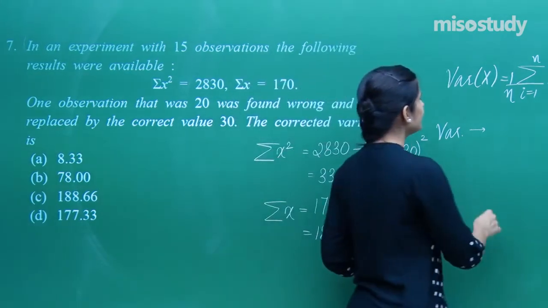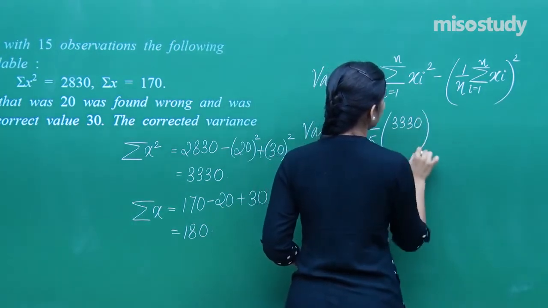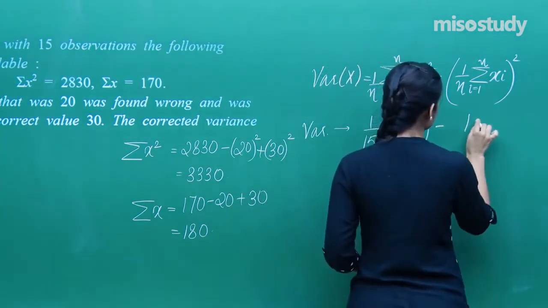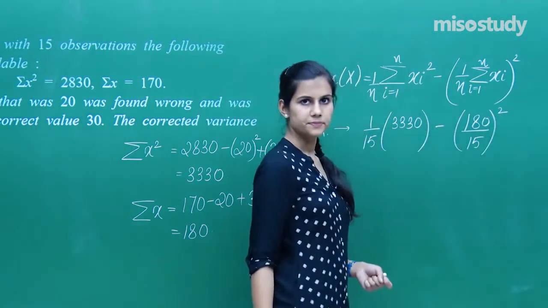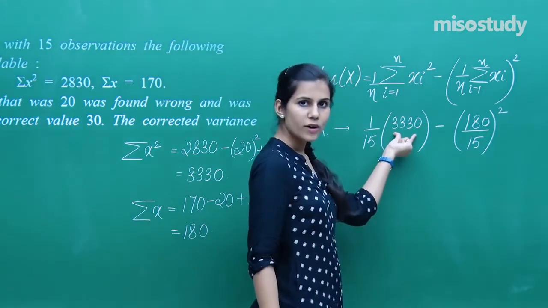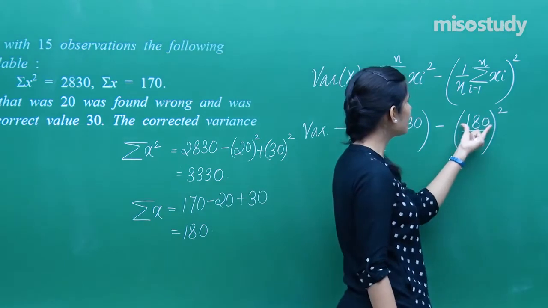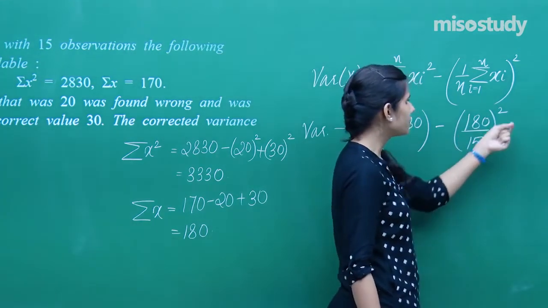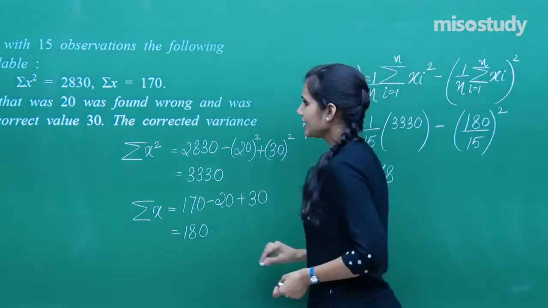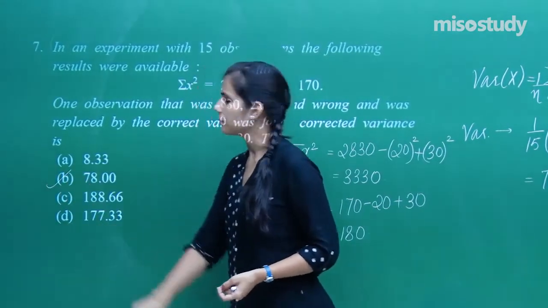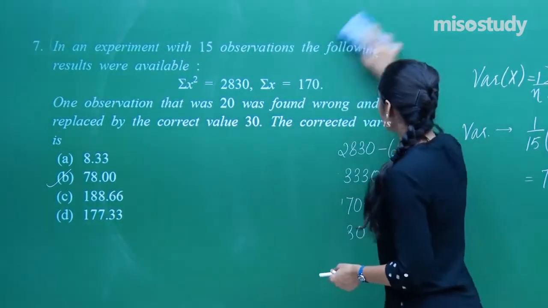And therefore my variance comes out to be 1 by 15 times 3330 minus (180 by 15) whole square. This is the sum of square of all the 15 observations divided by 15 minus sum of all observations, which is 180, divided by number of observations, whole square. This is my variance, which is 78, and that is option number B. Clear? Pretty easy question. Moving on to the next.